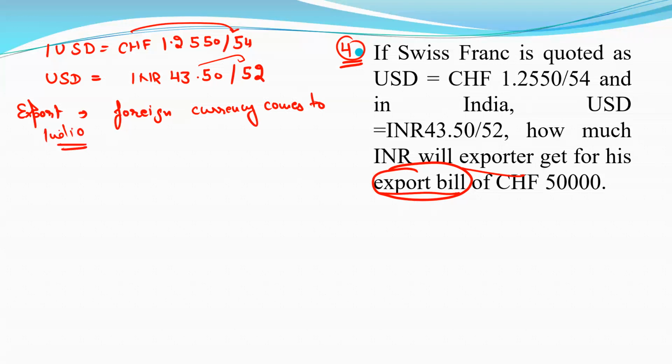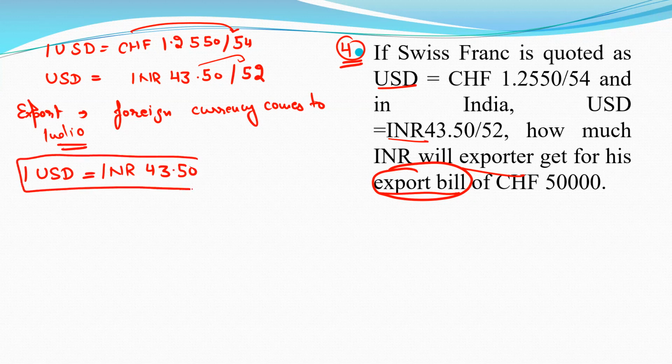One problem here is we have to buy that foreign currency, but here the foreign currency is indirectly present. So first of all, here it is USD. We will understand that 1 USD we will take at the buying rate, that is INR 43.50. This is the rate for buying.